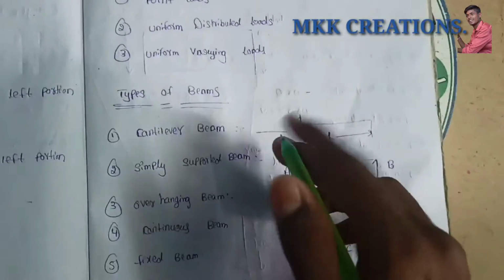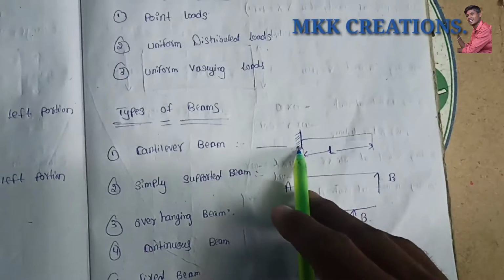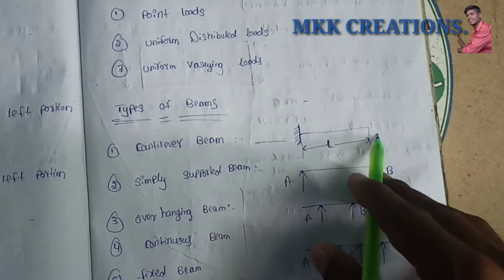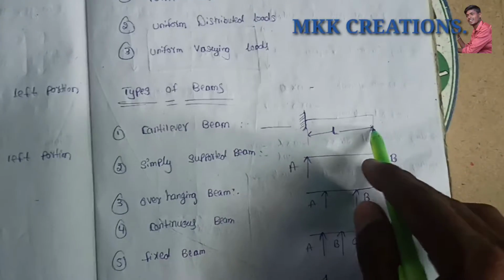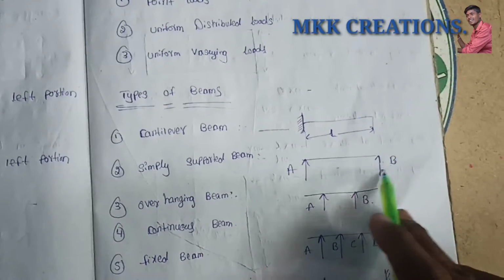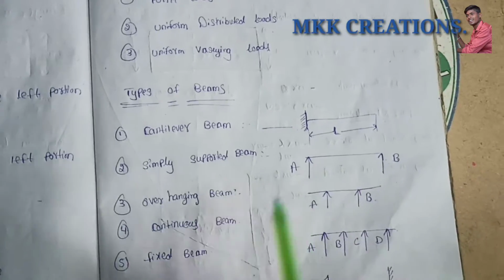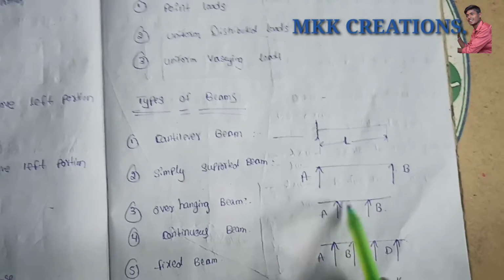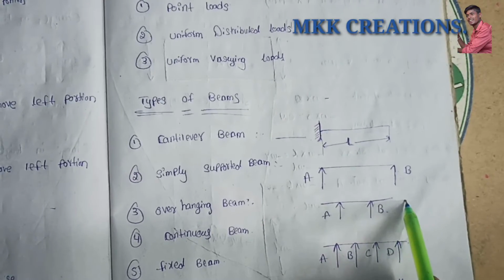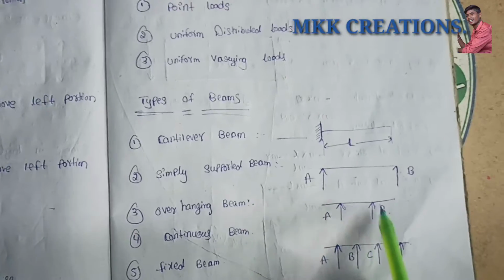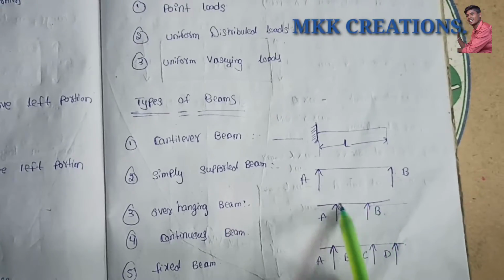And we have different types of beams. For a cantilever beam, one end is fixed and the other is a free end. Next, simply supported beams, that means both ends are simply supported. Next, overhanging beams: there are two supports, A and B, and the beam length extends beyond A and B. See how it is.